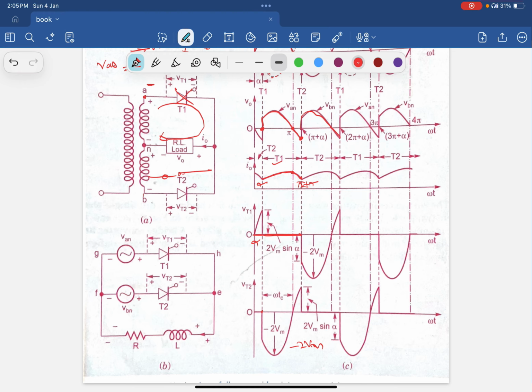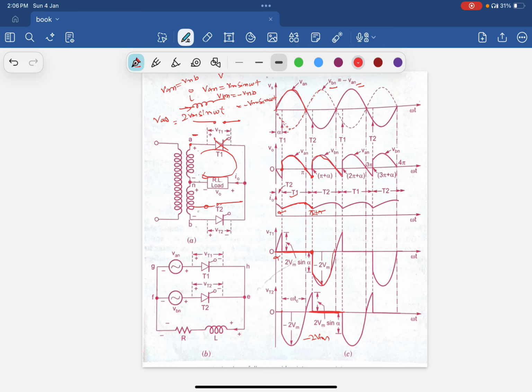The same we can see in the next cycle. Here now the thyristor T1 stops conducting. The voltage across it is minus 2 Vm sine alpha, and the thyristor T2 starts conducting. The same process repeats again and again.